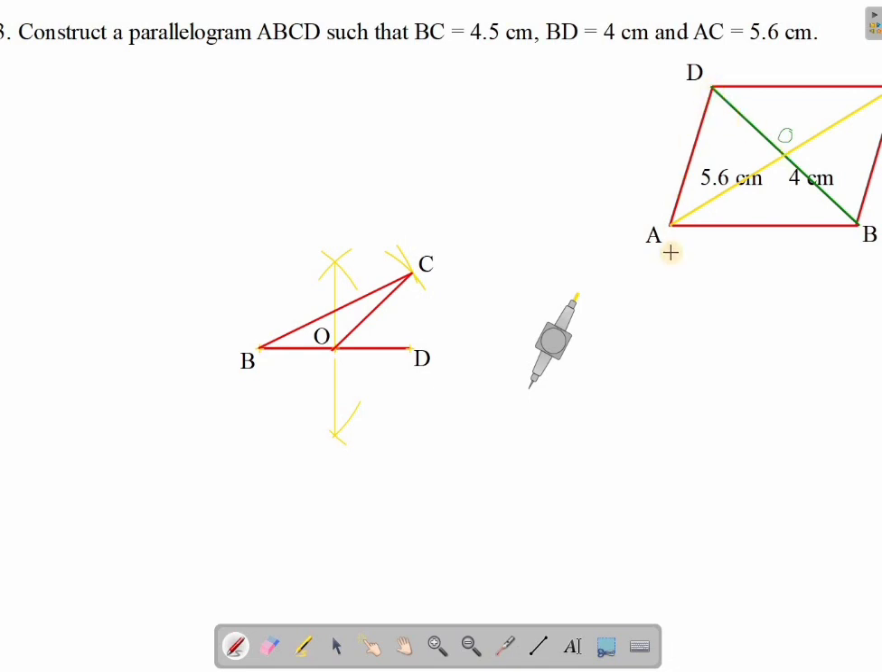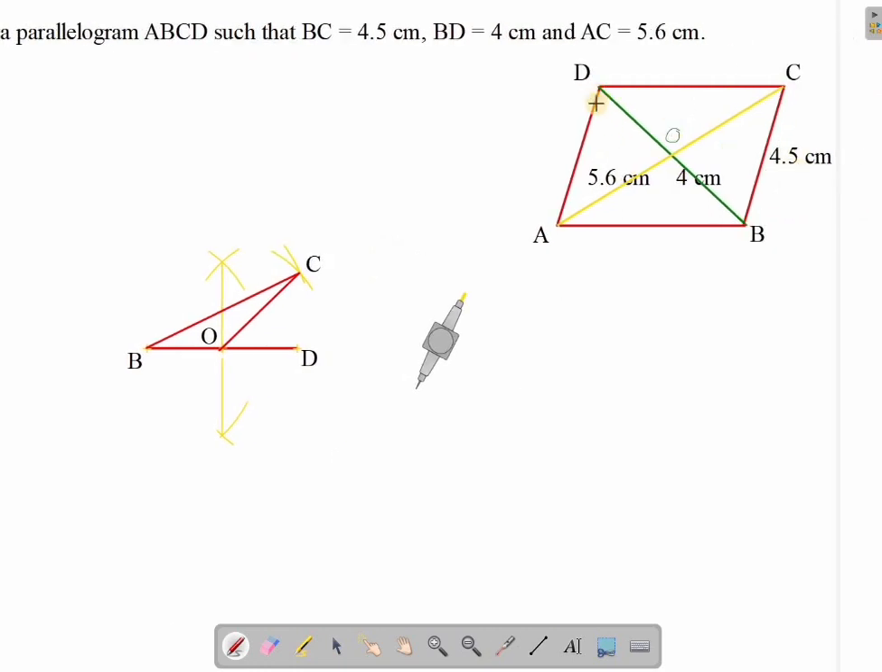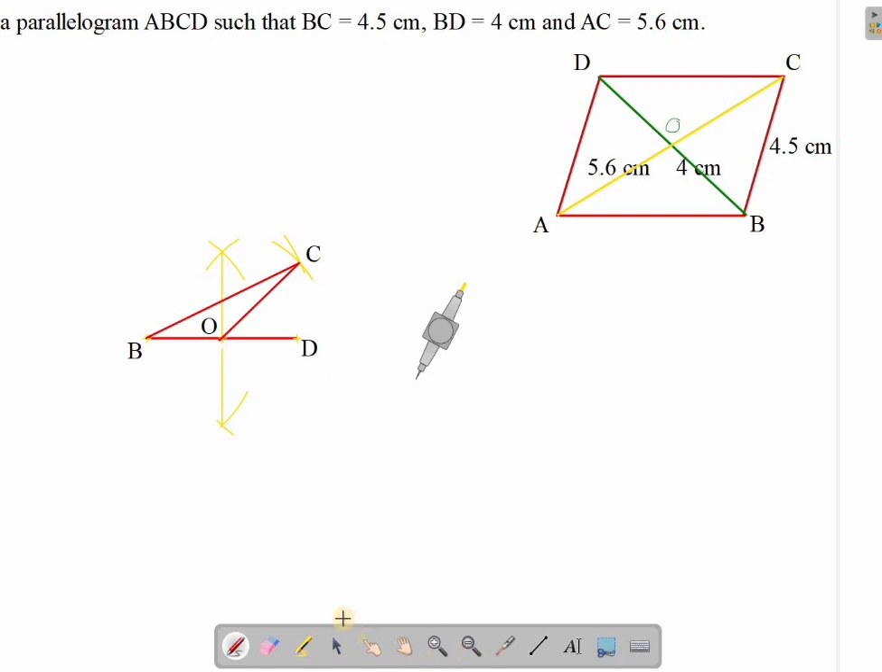From D I'll construct, what is this equal to? It is equal to exactly 4.5. So at D I'll make 4.5, and at O I'll make again 2.8. Same thing I'm going to repeat. So this is already 2.8. That 2.8 has to be kept at O. So at O we will keep it and we will be drawing 2.8. It will be somewhere out here.